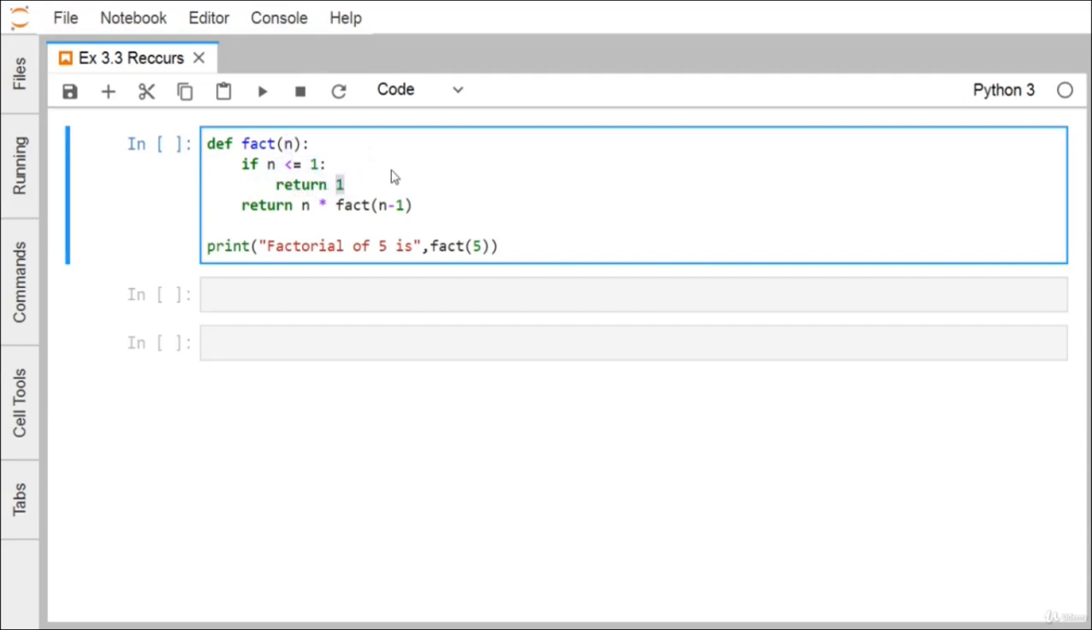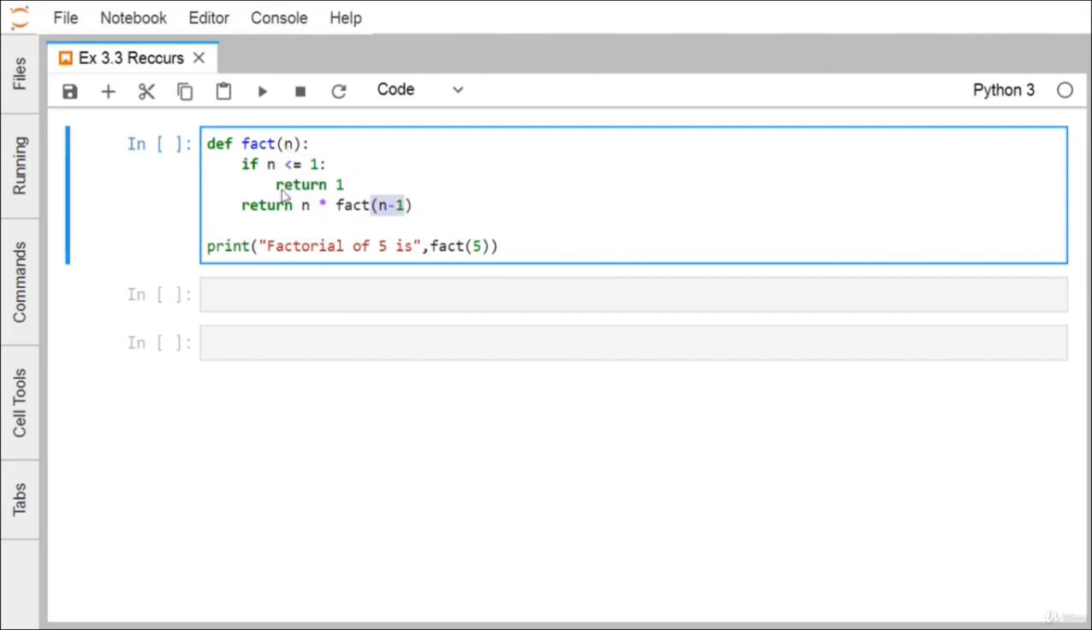We know that if the value of n is equal to 0 or equal to 1, then the factorial of n will be 1 here. Otherwise, what will happen? Return n star factorial n minus 1. Let us suppose we have passed the value 5 here. So n will be assigned 5. 5 less than or equal to 1 is false. So it will go for 5 into factorial 4. Now factorial 4, so 4 will be assigned to n. 4 less than or equal to 1, the condition is false. So it will go for 4 into factorial 3.